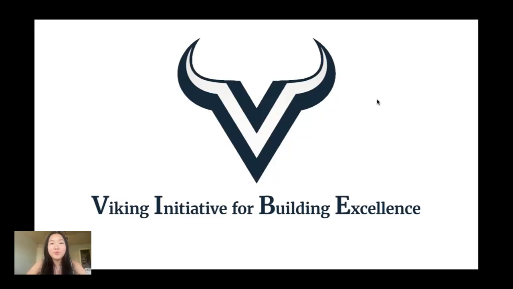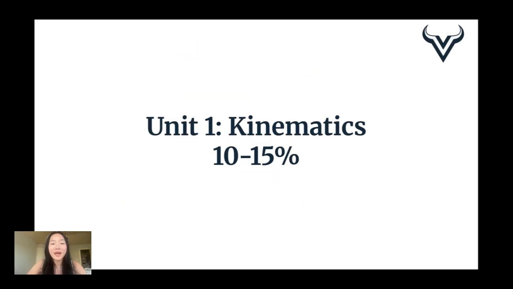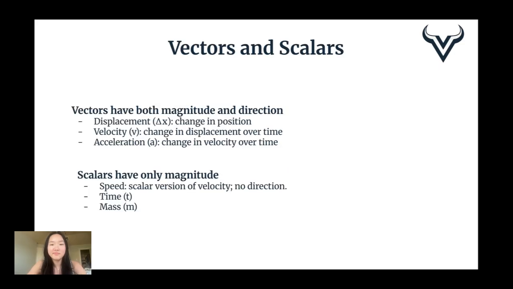In today's video, we will be going over Unit 1 Kinematics. Kinematics describes the motion of objects. Vectors have both magnitude and direction. Some examples of this are displacement, which is the change in position, velocity, which is the change in displacement over time, and acceleration, change in velocity over time. We will go in depth into all of this later.